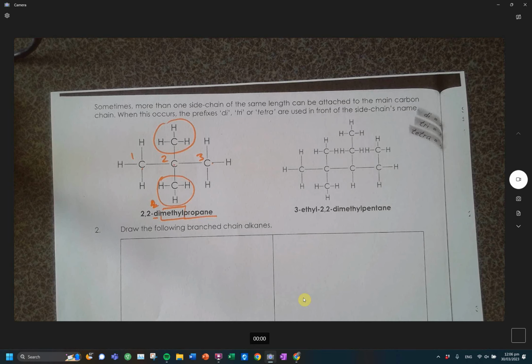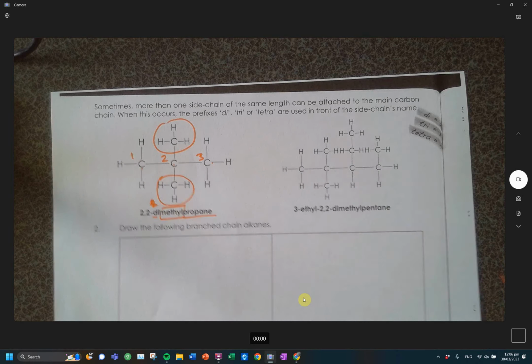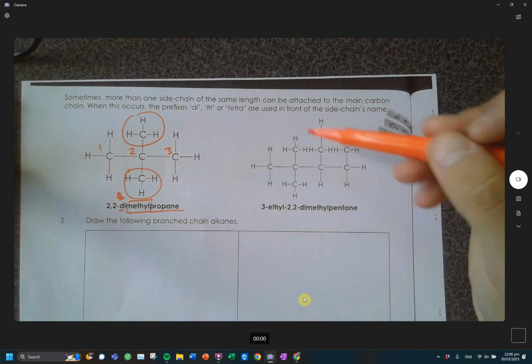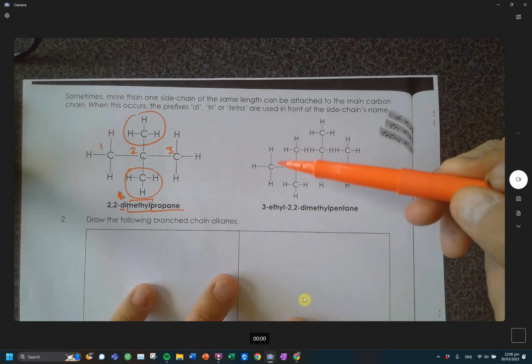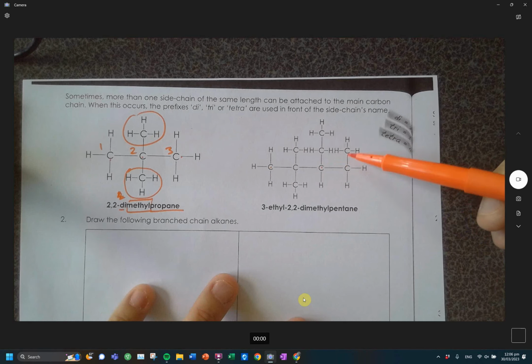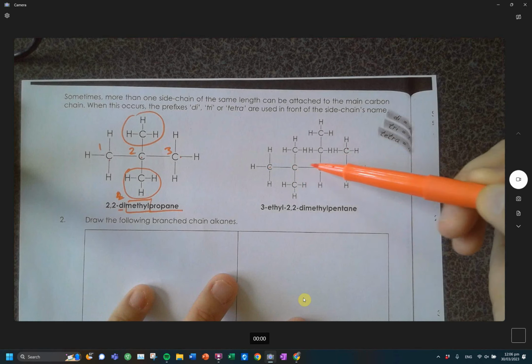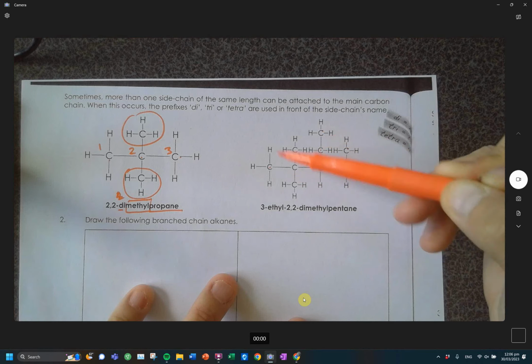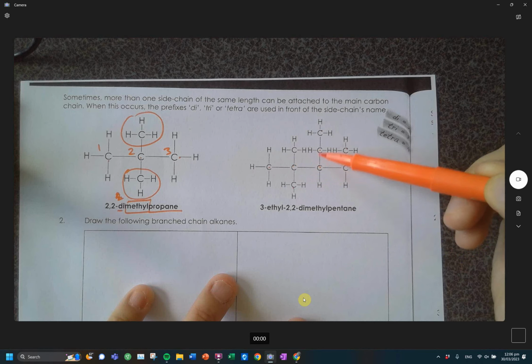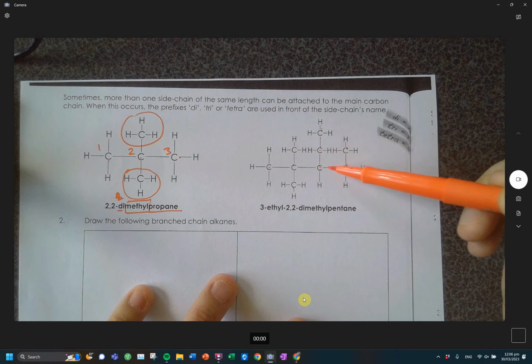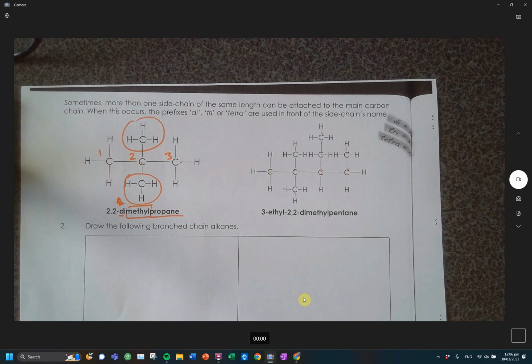Are we okay with that so far? Yeah. All right, looking at this example here, again, we're just hunting around for the longest chain. I have 1, 2, 3, 4, 5. So there's a lot of ways I can get to 5. It doesn't matter which route I take for my 5, because the other branches will always fall in the same spot then.